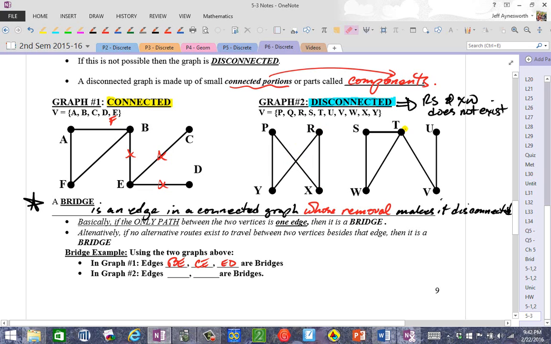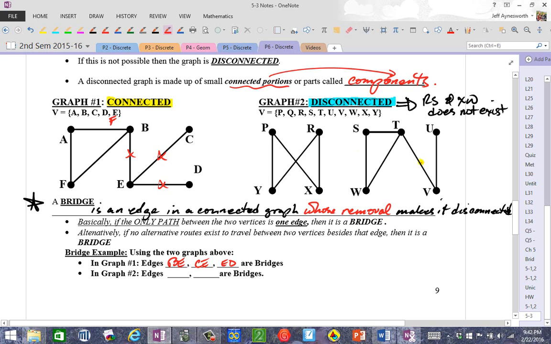If I took out ST, this one up here, S would still be connected to W and T would be connected to W and V. So ST is not a bridge. If I took out SW, S would be connected to T and W would be connected to T. So that's not a bridge.